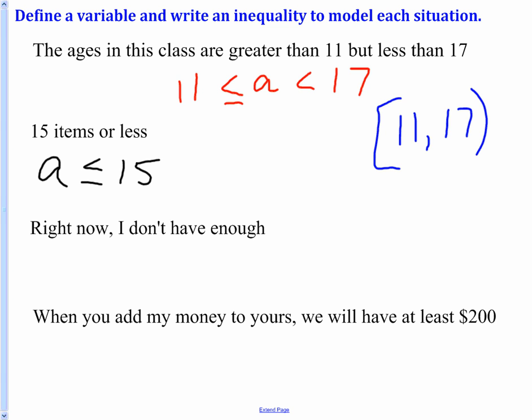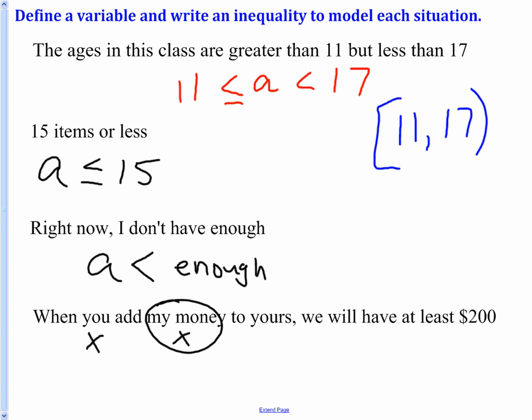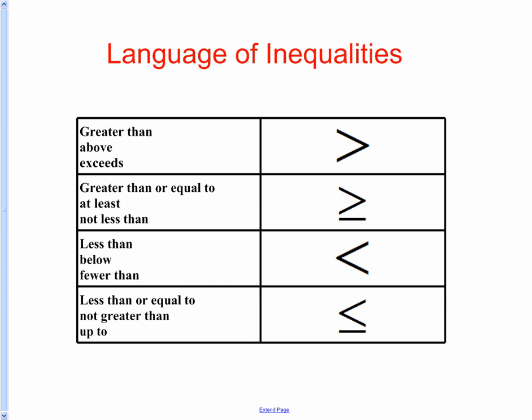Okay, next. I don't have enough. So the amount that I have is less than enough. I like it. It was vague, so we can write a vague answer. Next thing, when you add my money to yours, we'll have at least $200. Well, I have to define a couple variables here, right? I got to say my money's going to be X. Then your money's going to be Y. Y for yours, that makes sense. And then what do I say? There you go. Now you're writing inequalities. That's all there is to it. You've done that before.